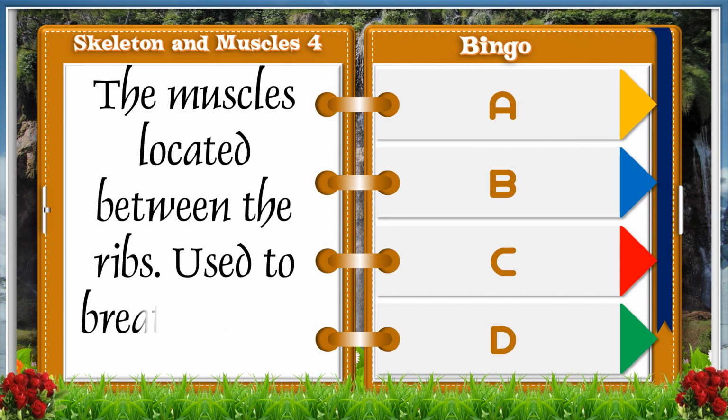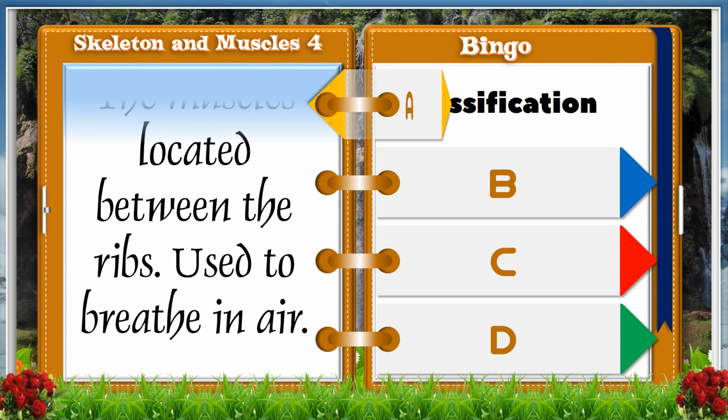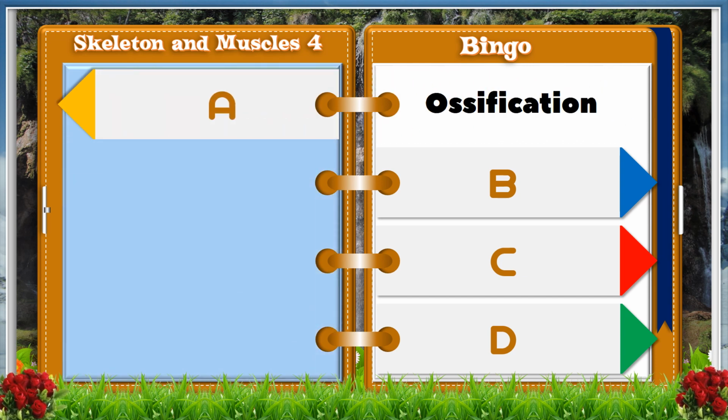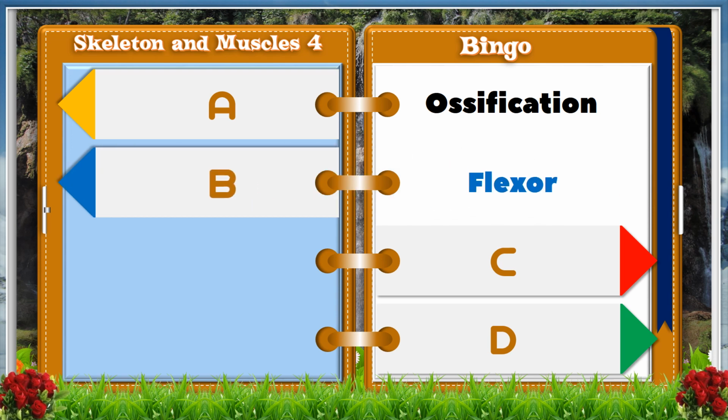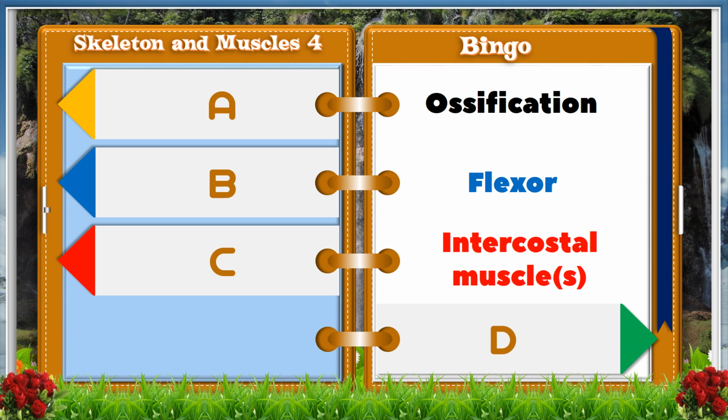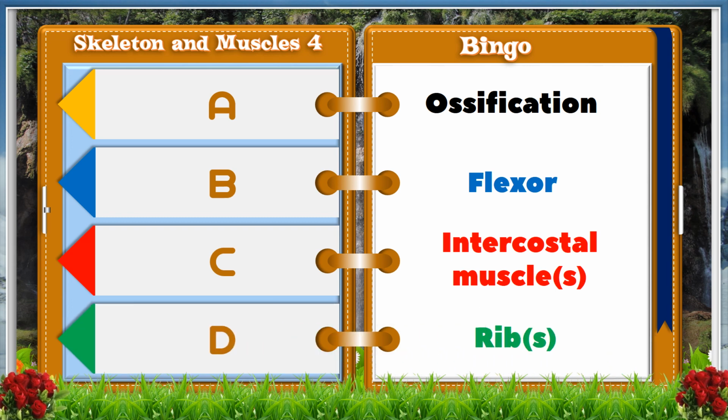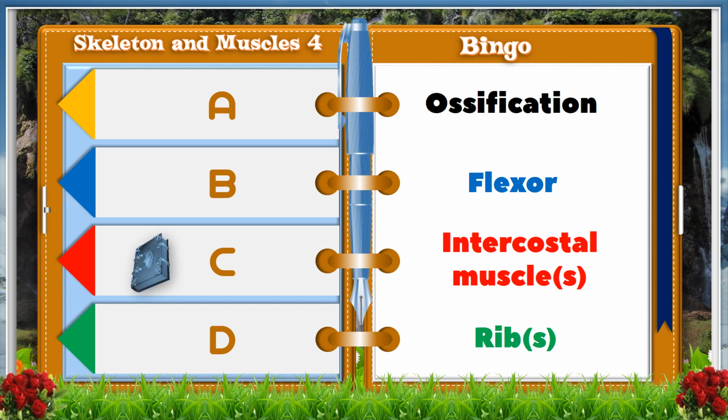The muscles located between the ribs used to breathe in air. A. Ossification. B. Flexor. C. Intercostal muscles. D. Ribs. And the answer is C. Intercostal muscle.